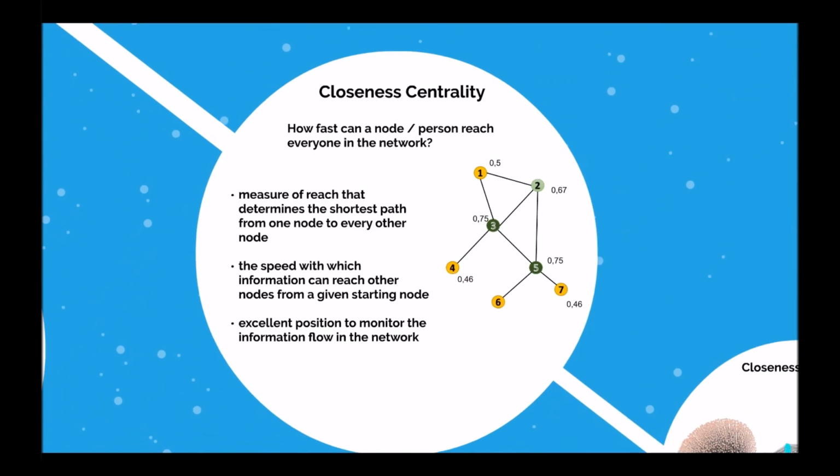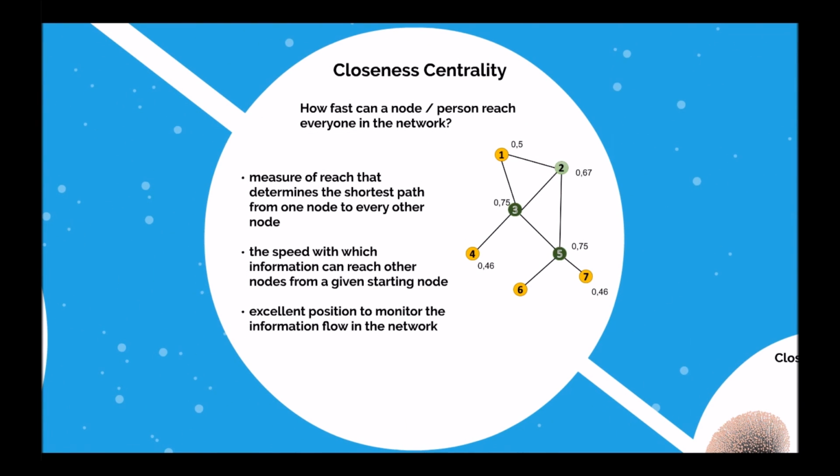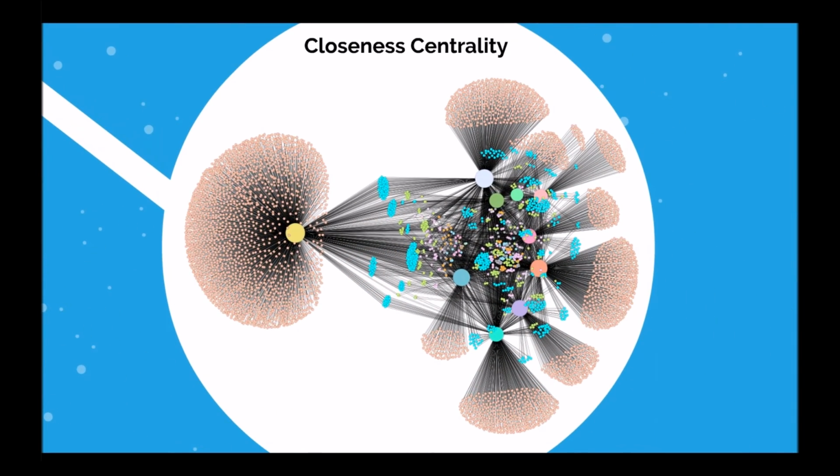The next analysis is closeness centrality. It provides information about how fast a person could reach everyone else within the network. Therefore, it determines the shortest path from one node to every other node. In the example, user 3 and 5 have high closeness centrality and an excellent position to monitor the information flow in the network. In our network, the top 10 users have the highest closeness centrality, which is not really surprising as we selected these users as a basis for a network.